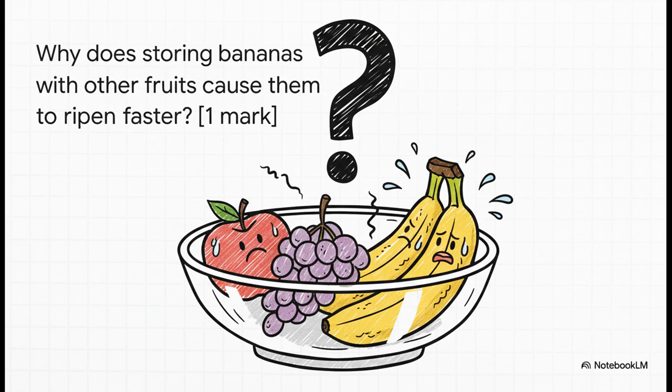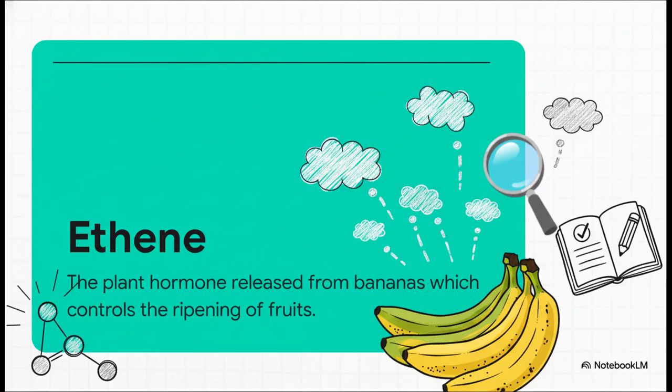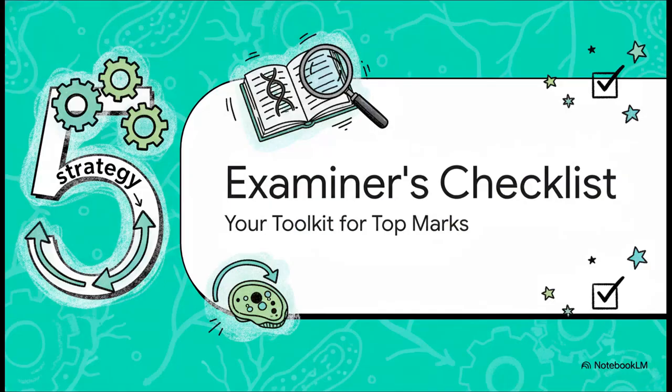Why does it happen? And the answer is just 1 word. That's it. Ethene. The mark scheme couldn't be clearer. It's looking for the keyword ethene. You just need to state that ethene is released from the bananas. That single piece of knowledge gets you the mark. Done. So there we go.